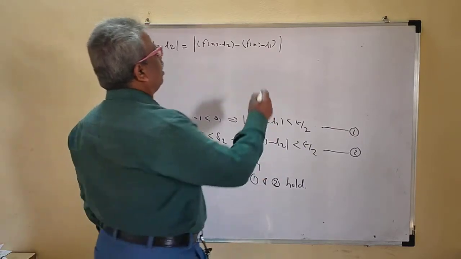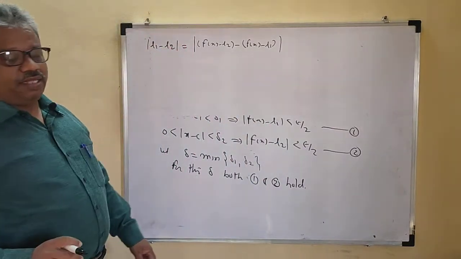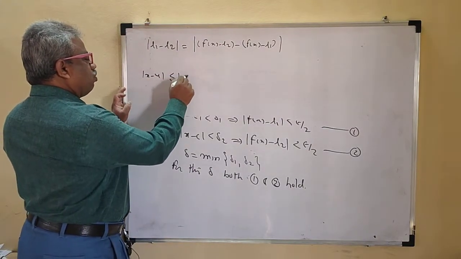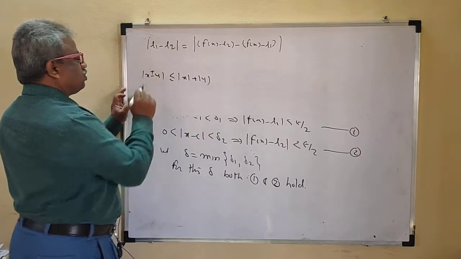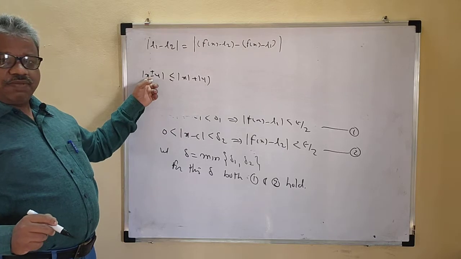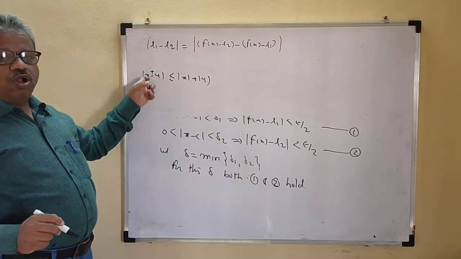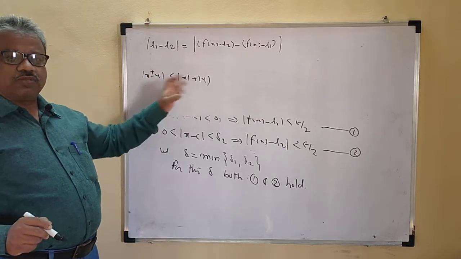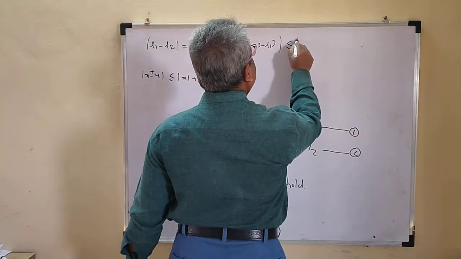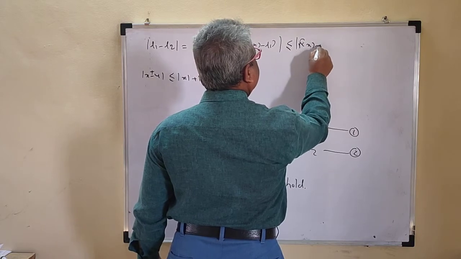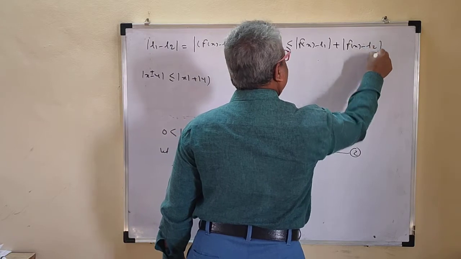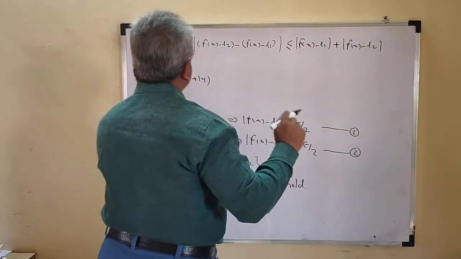Now you can apply the triangle inequality. You know that mod of x minus y is less than or equal to mod x plus mod y. Whatever the sign, plus or minus, it is mod x plus mod y. Mod of x plus or minus y is less than or equal to mod x plus mod y, so that we have seen. So we apply that property here. This is less than or equal to mod of f of x minus L1 plus mod of f of x minus L2.